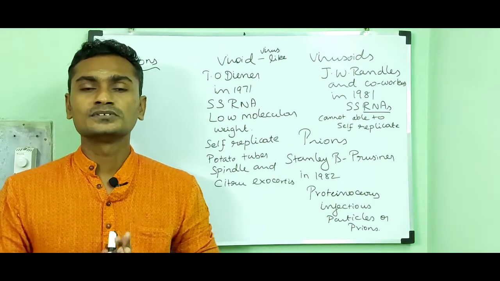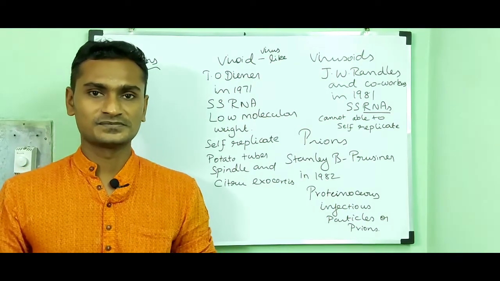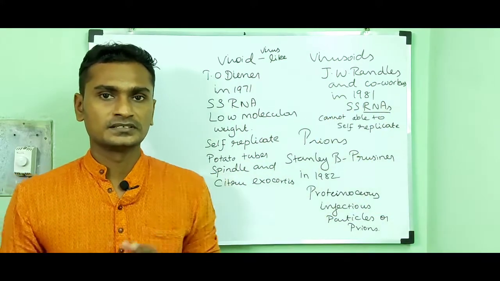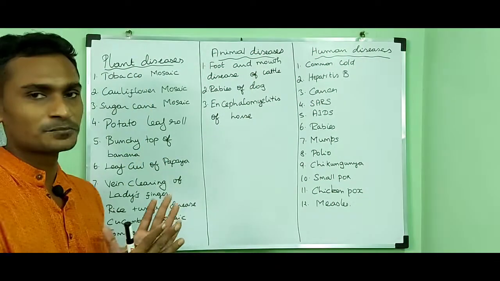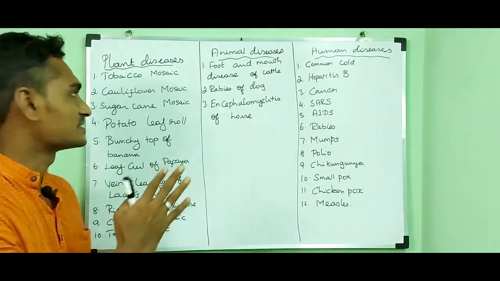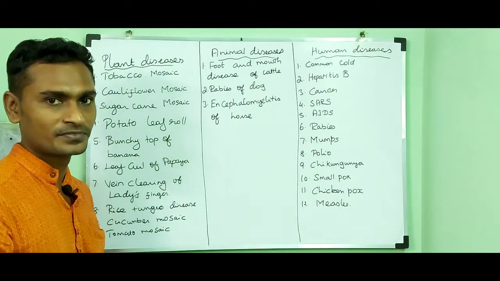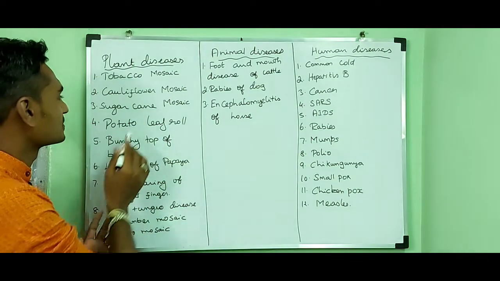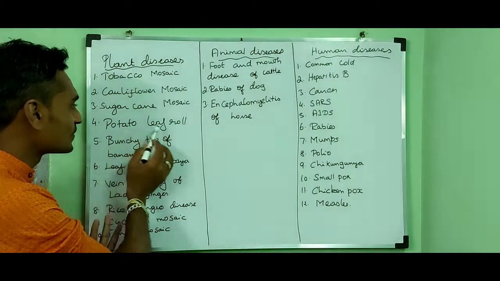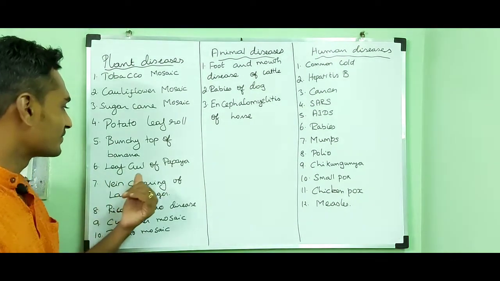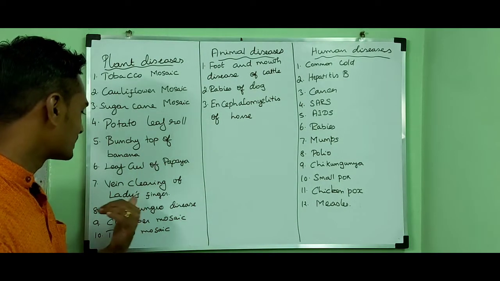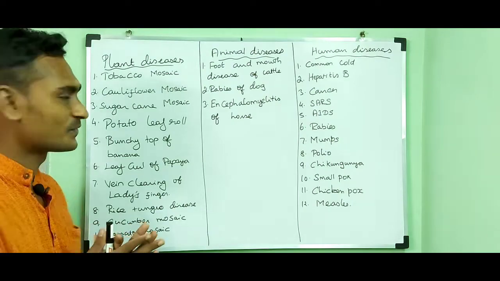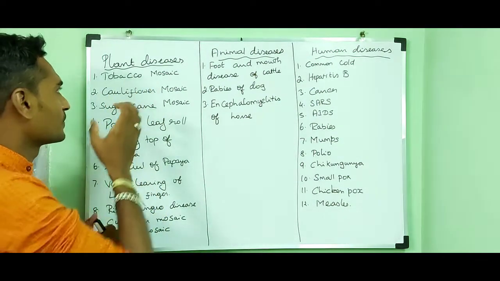Then I am going to tell about some of the viral diseases which occur in animals, human beings and plants. Here I have written some of the diseases which are caused by viruses in plants, animals and humans. In plants the virus can cause tobacco mosaic disease, cauliflower mosaic disease, sugarcane mosaic disease, potato leaf roll, bunchy top of banana, leaf curl of papaya, vein clearing of lady's finger, rice tungro disease, cucumber mosaic disease, tomato mosaic disease. So how can we prevent this type of plant disease?